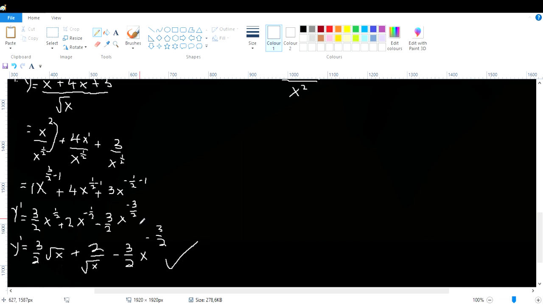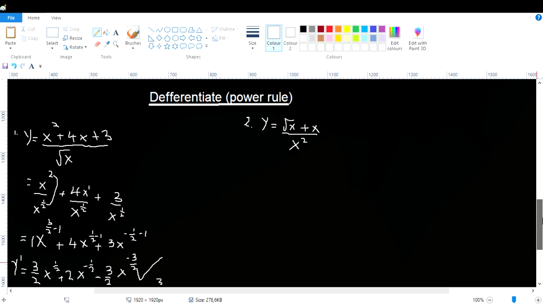Otherwise you can leave it here. It's just a simplification of this answer. So this one is the final answer. Let's continue. Let's do the last one.